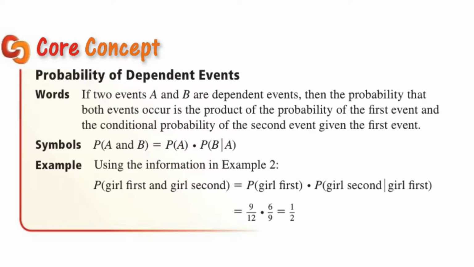For dependent events, it's a bit different. If two events, A and B, are dependent events, then the probability that both events occur is a product of the probability of the first event and the conditional probability of the second event given the first event. So the first event, P of A, affects P of B.